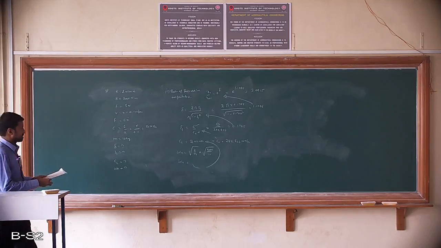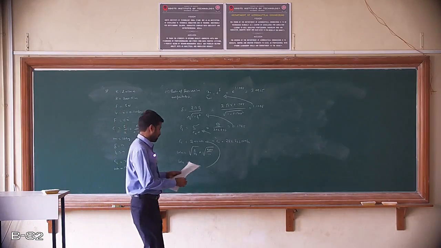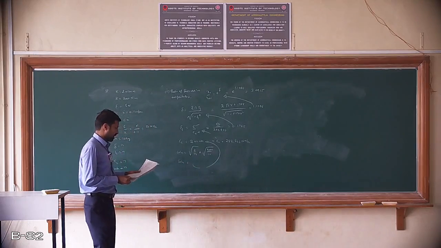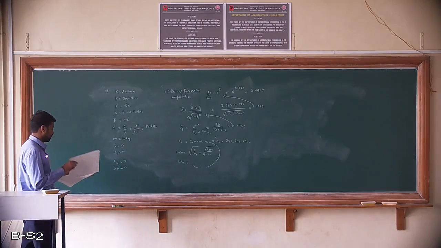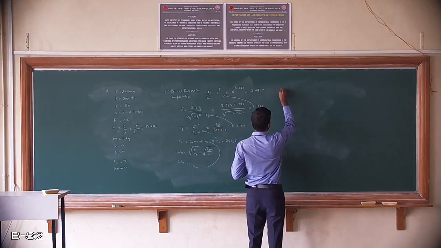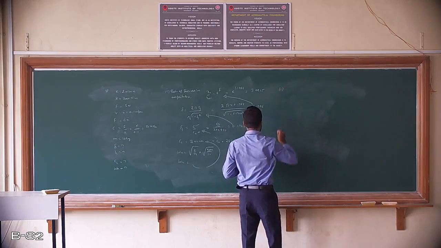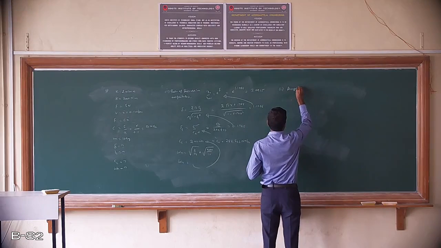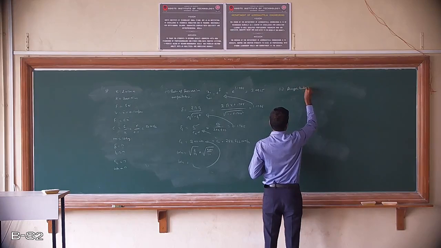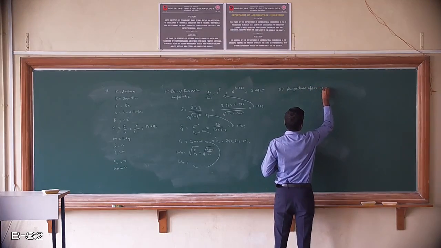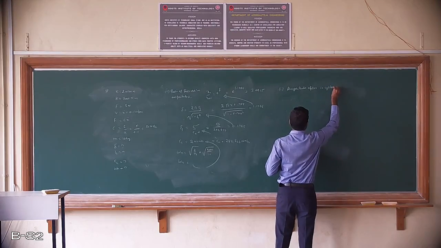Then in the second question, they have asked the amplitude of the body after 10 cycles if the initial amplitude is 15 mm. So let us go for the second question. The second question is the amplitude after 10 cycles.